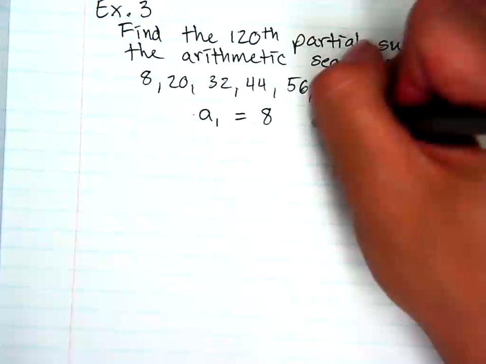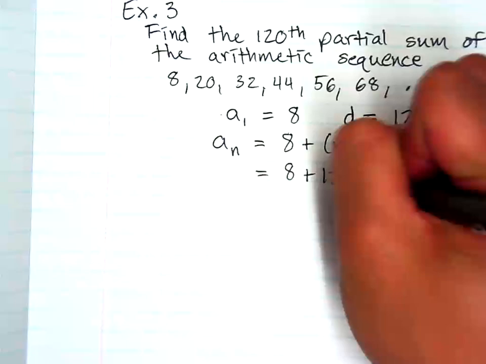So to find the 120th term, just like in example 1, we're going to plug in 120. So 12 times 120 minus 4. So 12 times 120, that's going to be 1,440, and then minus 4. So the 120th term in this entire sequence is going to be 1,436. Okay.